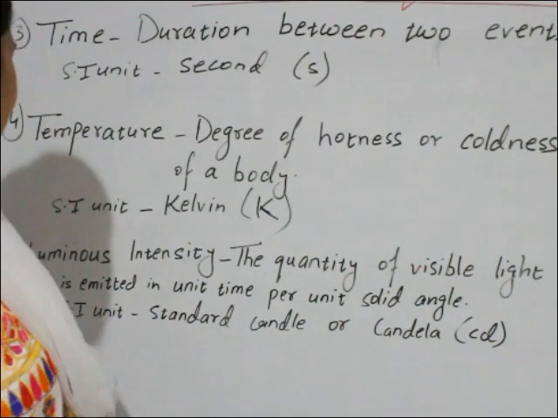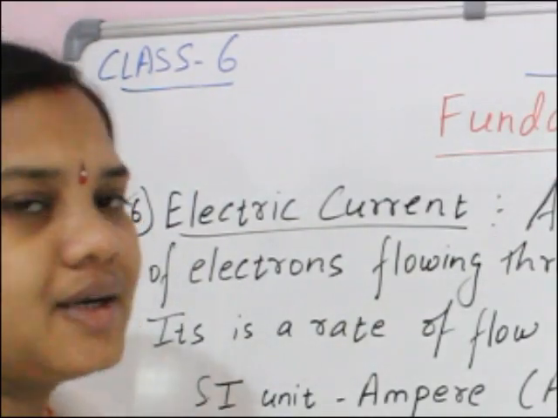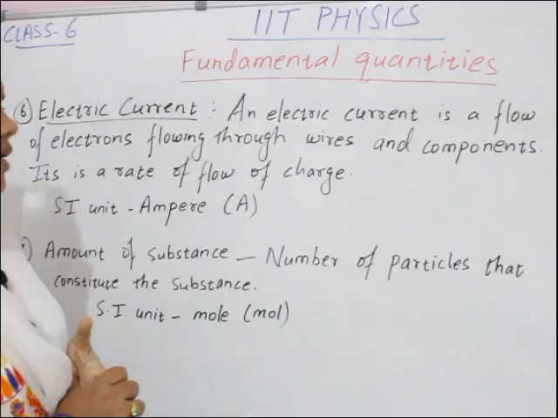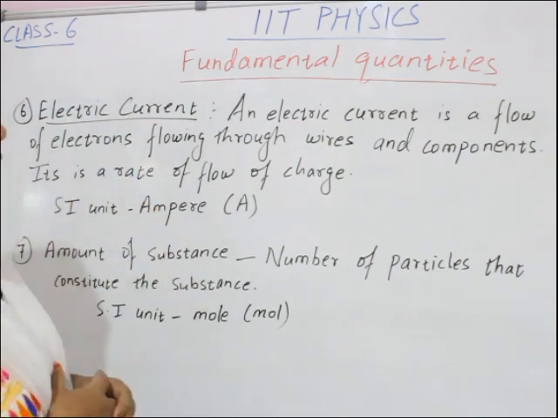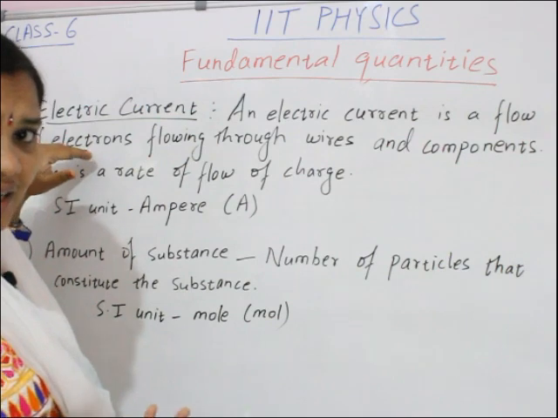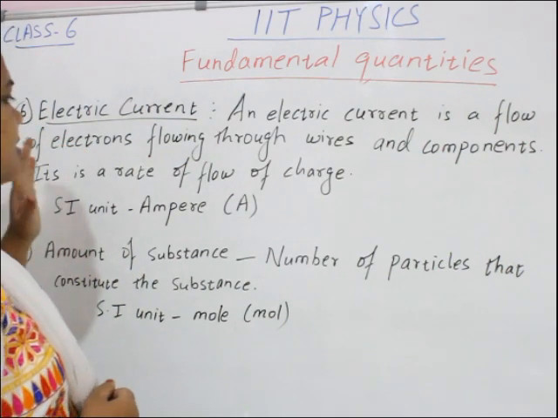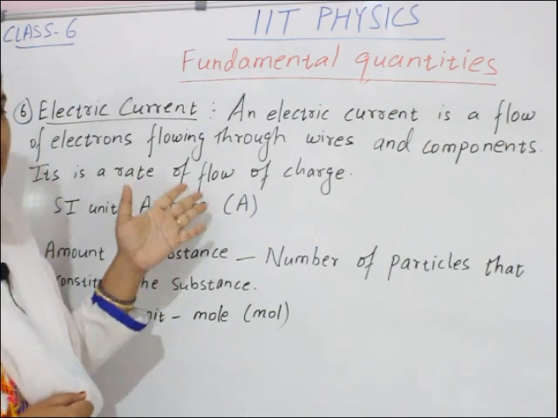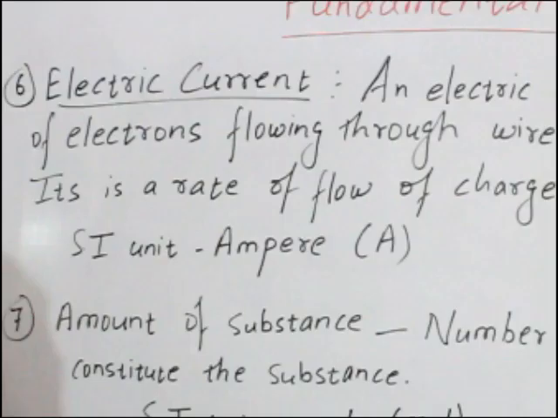Clear? Now see the next quantity. Children, the sixth one is electric current. Electric current is what? It's a flow of charge. Electric current is a flow of electrons. Electron is a charged particle, a negatively charged particle. So electric current is a flow of electrons through wires and components. It's the rate of flow of charge. SI unit is ampere, capital A.